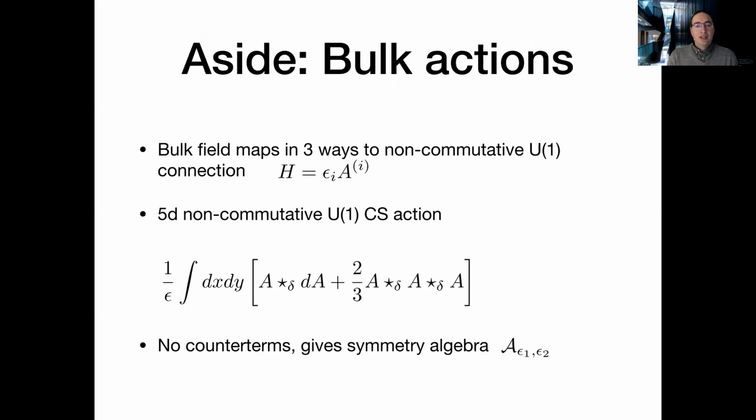Now, Kevin used some duality chains to propose a description of the bulk theory. Essentially, if you take this field H and you rescale it by one of the epsilons, it doesn't matter which, you get a new field, let me call it A, which behaves in a lot of ways like a U(1) connection, more precisely a connection for non-commutative U(1) gauge theory. So Kevin wrote down a five-dimensional Chern-Simons action.